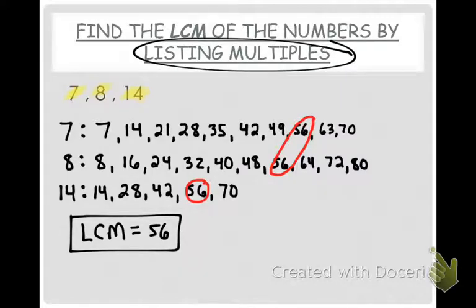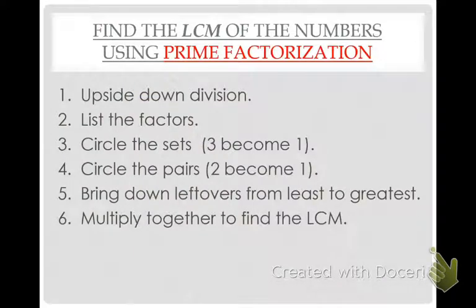I'm going to teach you now how to do it a different way also. So go ahead and skip a line and write this down. For these notes, this is still finding the LCM, but this time instead of listing multiples, we are going to do it by prime factorization. The first step, just like when we found the GCF, is to do upside down division. Next, you'll have to list all the factors.